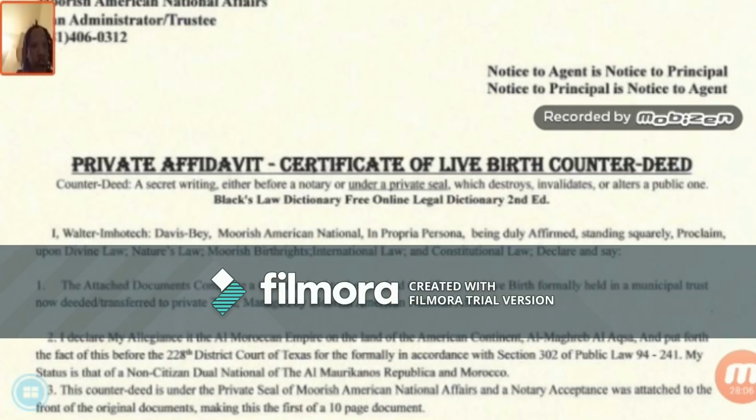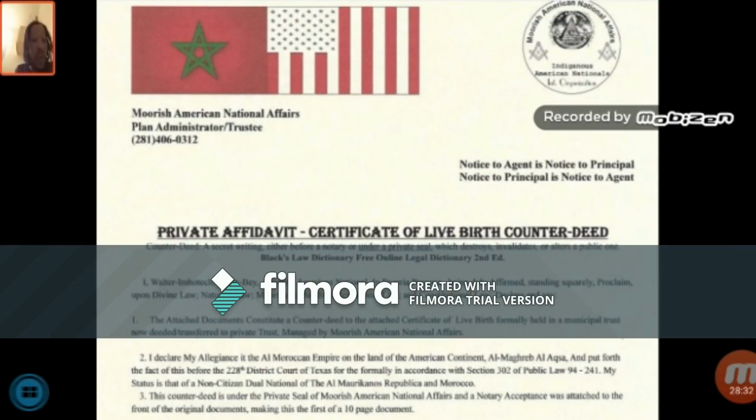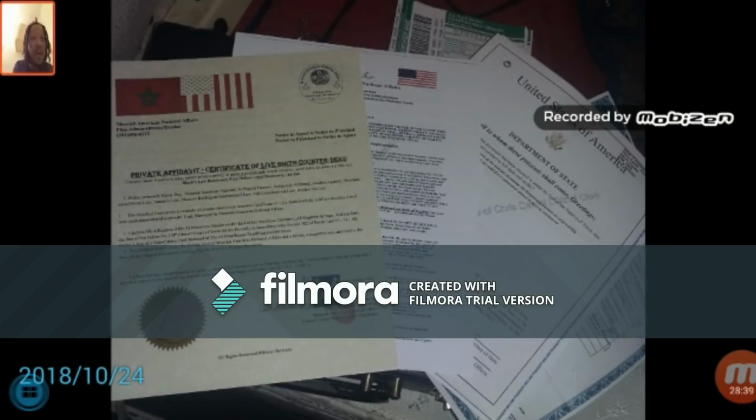But before a notary or under a private seal which destroys or invalidates or alters a public one. So what we're trying to do is destroy, invalidate, or alter the birth certificate. We want to change the status on there and any other legal documents we may have. But this is the first one you have to attack because this is where everything went wrong initially. And if anybody wants to hit me up about this process of status correction, what the remedies are for all of these things, we can go into it.